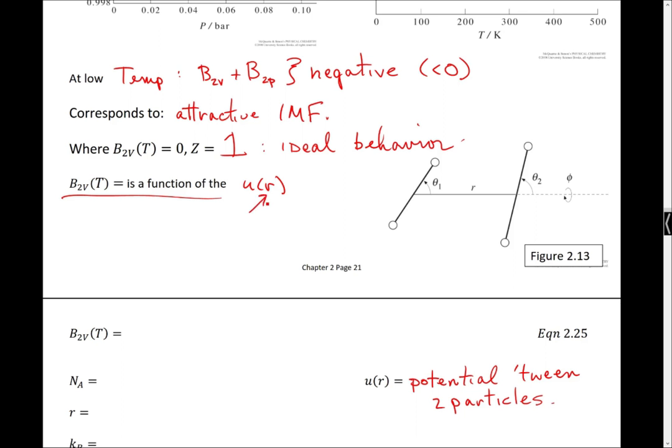So let's talk a little bit about this figure. We've said that we're talking about the potential between two particles. So these are the two particles. Each of the particles will have a center of mass associated with them. R is the distance between the two centers of masses of our particles.